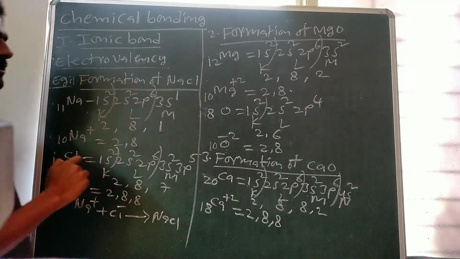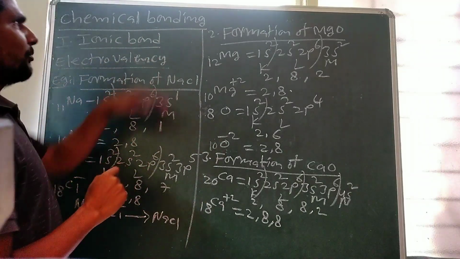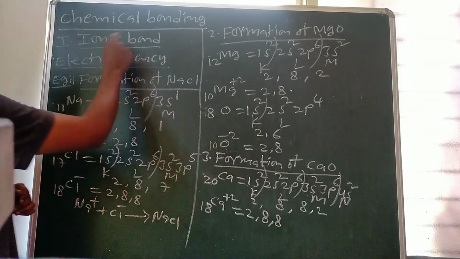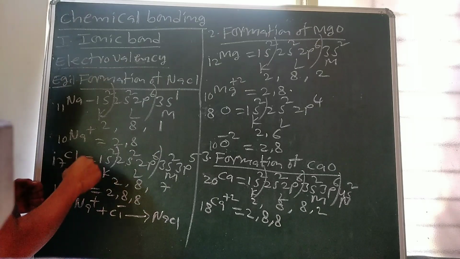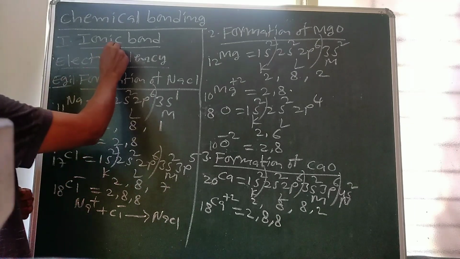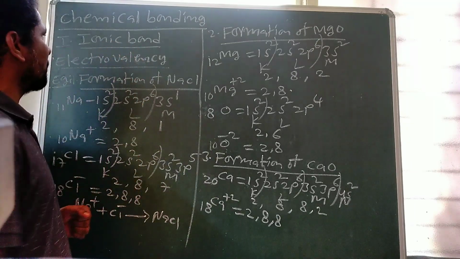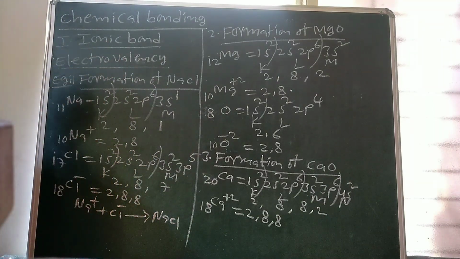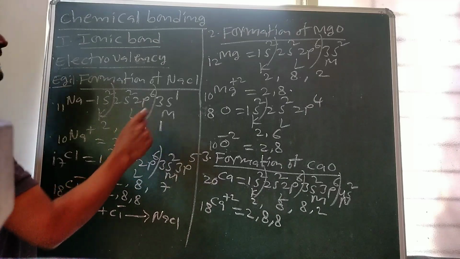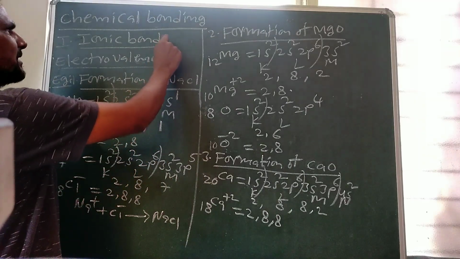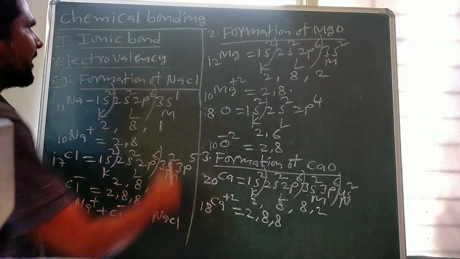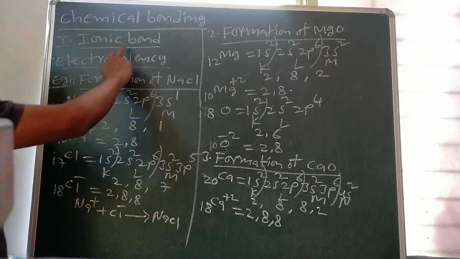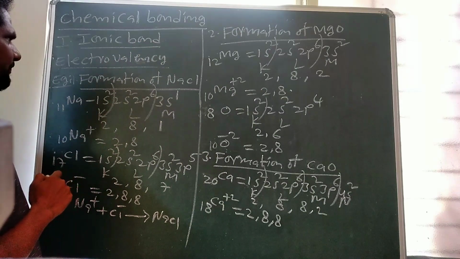Chemical bonding. The force of attraction between two or more atoms in a compound is called chemical bonding. Types of chemical bonding. Chemical bonds are mainly two types. First one, ionic bond; second one, covalent bond. So first, the ionic bond. An ionic bond is defined as the force of attraction between two oppositely charged ions. An ionic bond is also defined as the transfer of electrons from one atom to another atom.